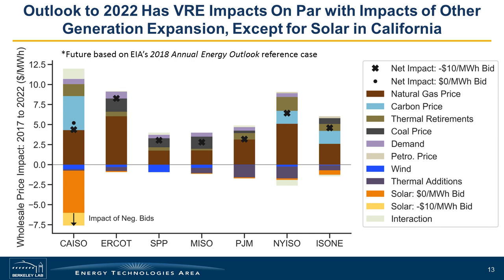And because this future negative bid price is quite uncertain, the CalISO results are also shown both assuming a curtailment that occurs at a price of 0 and assuming curtailment that only occurs when prices are below -$10 per megawatt hour. The estimated impact of solar on wholesale prices in California far exceeds the anticipated impact of wind and solar in all of the other markets, even with solar curtailment assumed to occur at a price of $0 per megawatt hour.